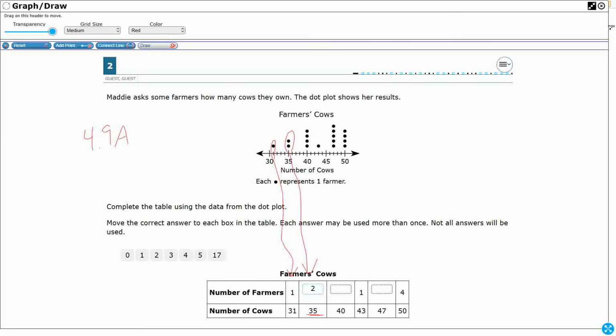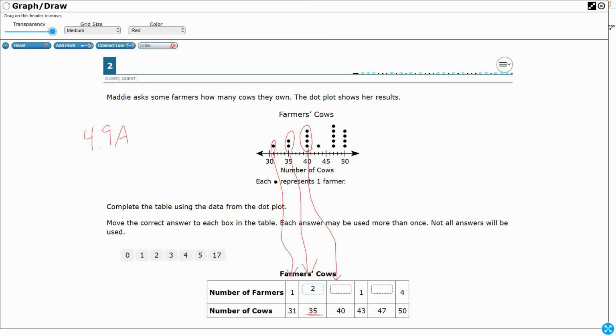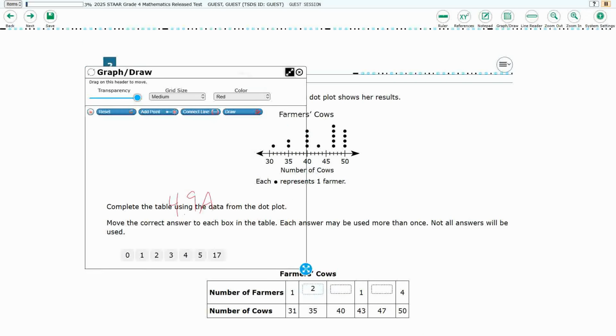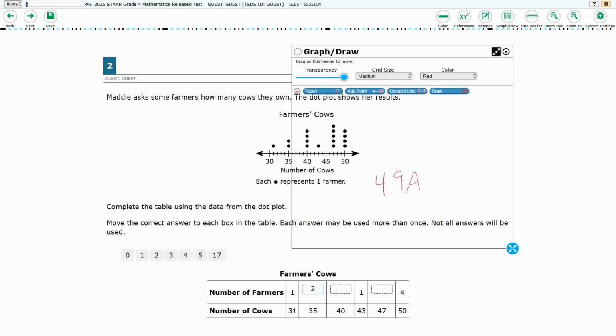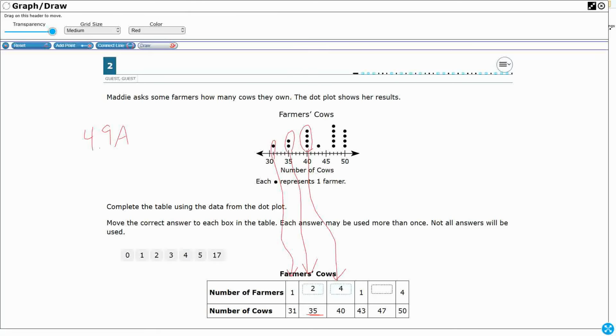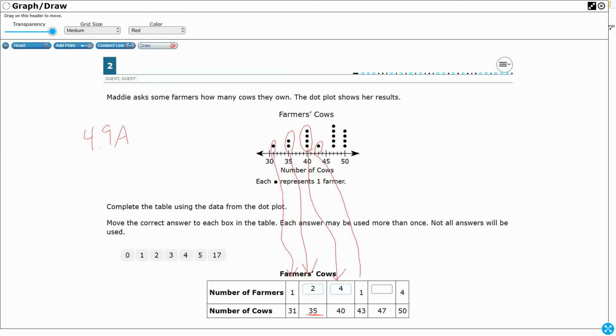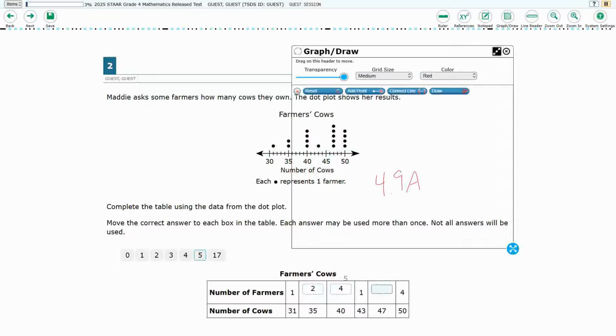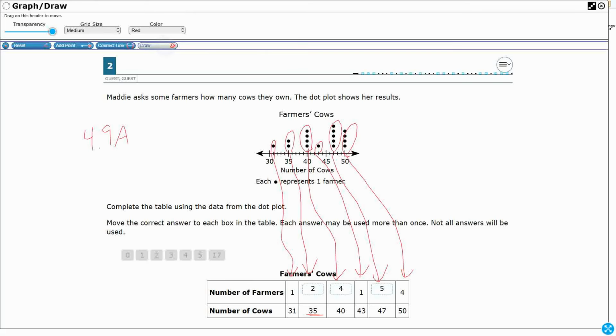Now let's look at our 40. I've got 1, 2, 3, 4 right there. So let's move that 4 right there. And then I've got my 143, and it's just right there. Then I've got 4 on the 50. It's that last one I'm looking for, 47. 1, 2, 3, 4, 5. And so I just need 5 right there. Yeah, and this is basically as difficult as this problem is.